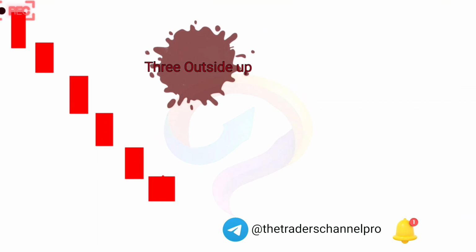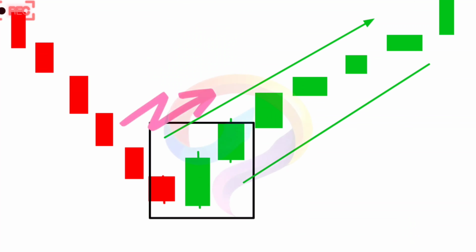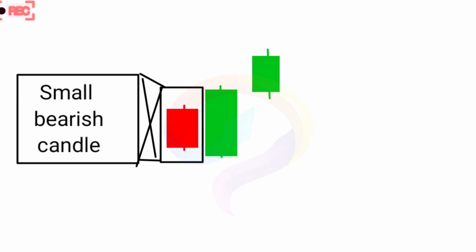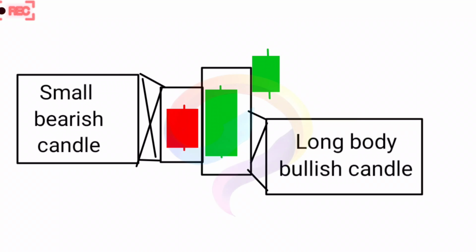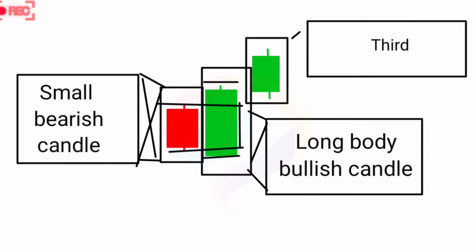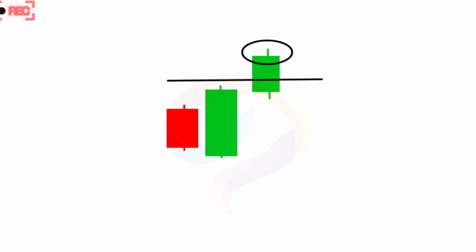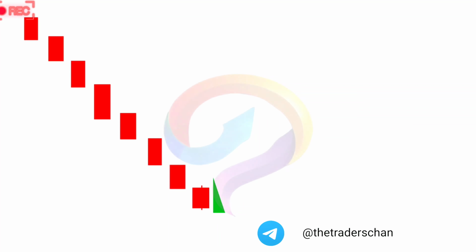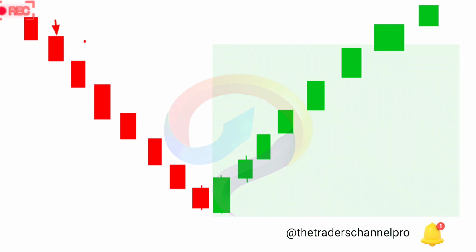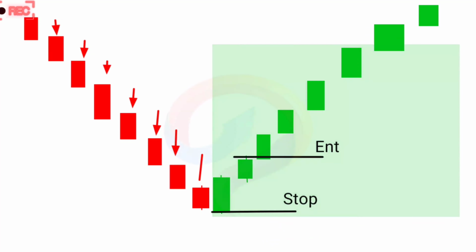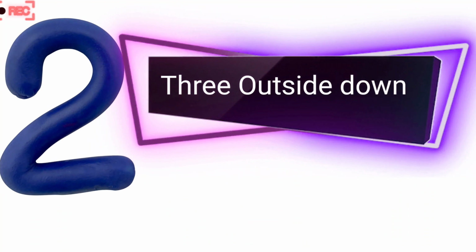The outside up candlestick pattern is a bullish reversal pattern that indicates a potential trend reversal. This pattern consists of three candlesticks, with the first candlestick being a small bearish candlestick, the second candlestick being a larger bullish candlestick that completely engulfs the first candlestick, and the third candlestick being another bullish candlestick that ends higher than the second candlestick. This pattern suggests that the bulls have taken control of the market after a period of selling pressure, and it is a signal to enter a long position.